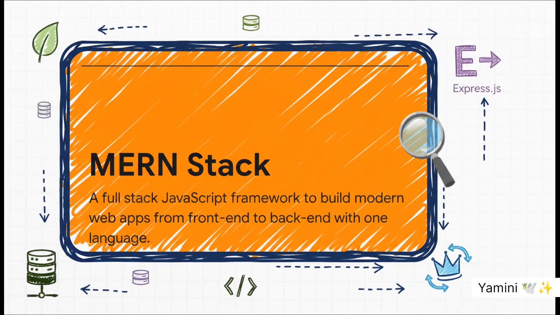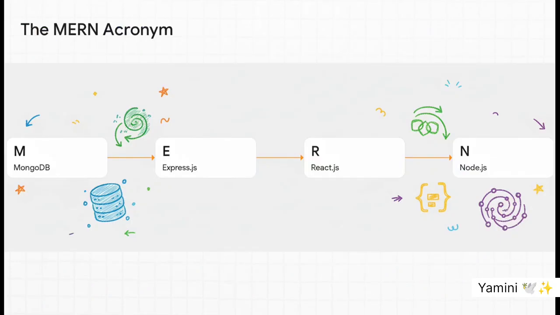This means you can write the code for what the user sees, the code for the server, and the code for the database, all in JavaScript. It's just incredibly efficient. Now, MERN isn't just a random word, right? It's an acronym, and it stands for the 4 key technologies that make up the stack. You've got M for MongoDB, which is your database, E for Express.js, that's your backend framework, R is for React.js, which you'll use to build the beautiful front end, and N is for Node.js, the environment that actually runs your server. We're going to break all of these down.